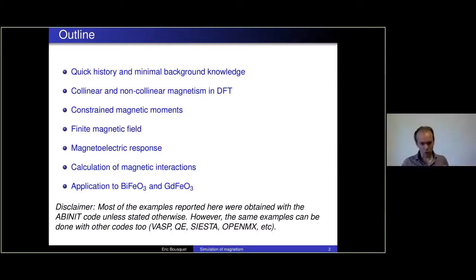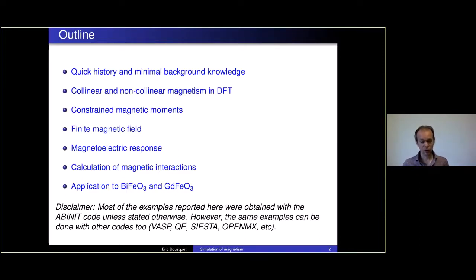And then we see what we can do. So we'll show some examples of collinear and non-collinear calculations, what they look like, and what kind of properties we can extract from them. I will also show that we can do a constrained magnetic moment, which is quite useful. You can constrain the direction of the magnetic moment to explore the energy landscape for the spin directions. And then we can also apply a finite magnetic field, and we'll see its application to the magnetoelectric response.